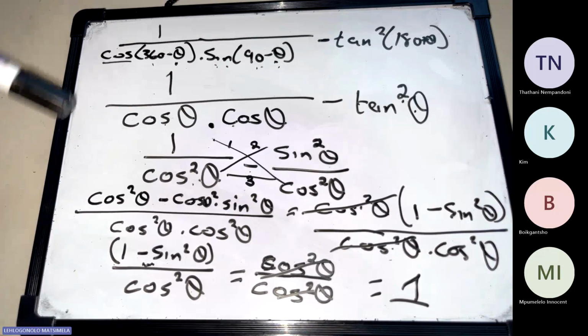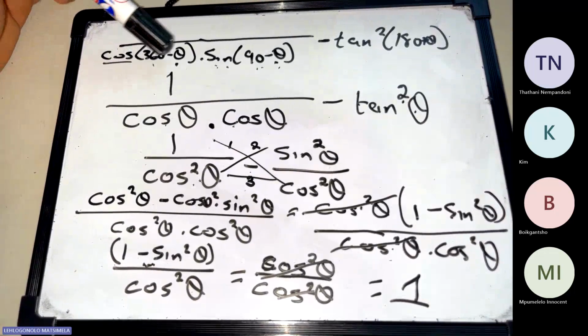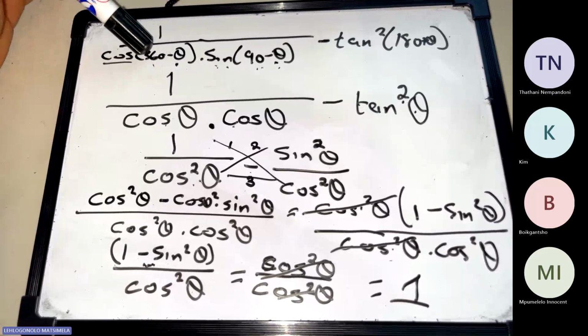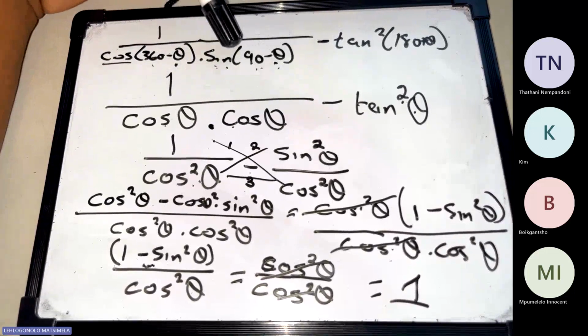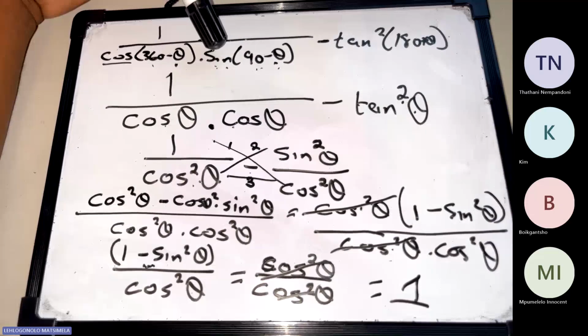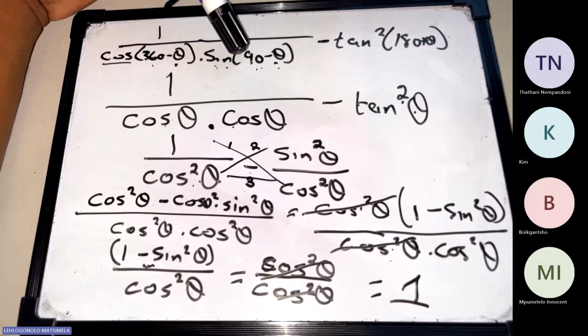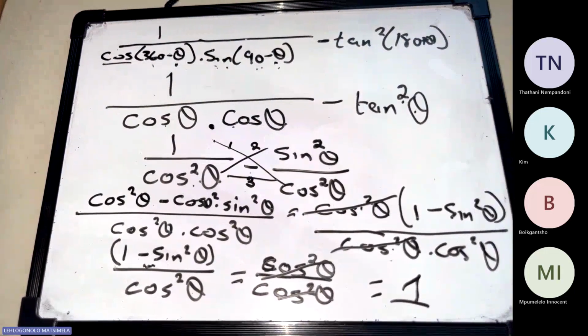Remember, the important part is to take it from here, knowing that cos 360 minus gives fourth quadrant and cos in the fourth quadrant is positive. Sine 90 minus gives first quadrant, and 90 plus or minus is a cofunction. Whatever sine it is, it changes to cos. Whatever cos it is, it changes to sine. And then check the sign in between. Then the rest follows as we reduce.